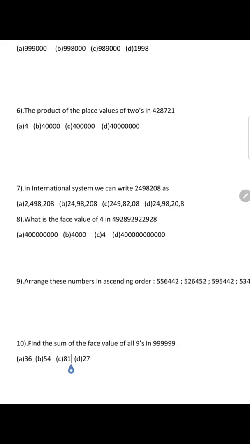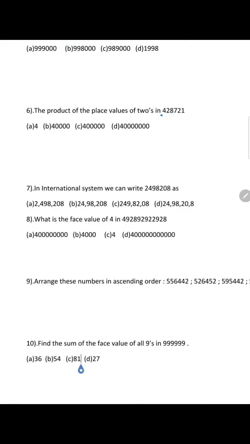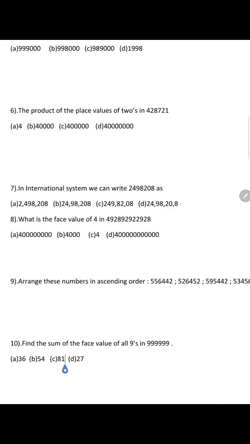So students, the next question is, the product of the place values of 2's in this particular number. First, we have to find the place values of 2's in the number. In this particular number we have two 2's, the first 2 and the second 2. Let us find the place value of the first 2.